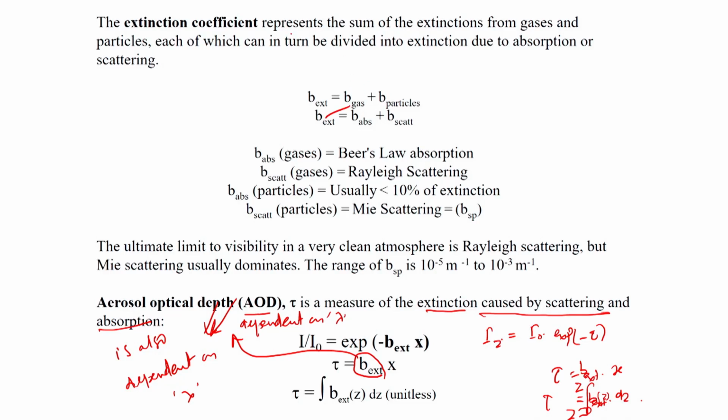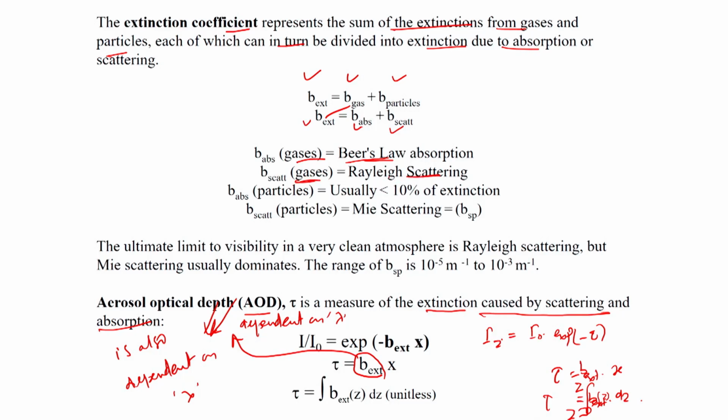Just to give the extinction coefficient result again: it tells the sum of the extinction from gases and particles, each of which in turn can be divided into extinction due to absorption and scattering. So beta extinction is because of the gas and the particles, and it can be either beta absorption or beta scattering. Absorption by the gaseous molecules will follow Beer's law, because it depends on the concentration itself, whereas scattering will follow Rayleigh scattering.